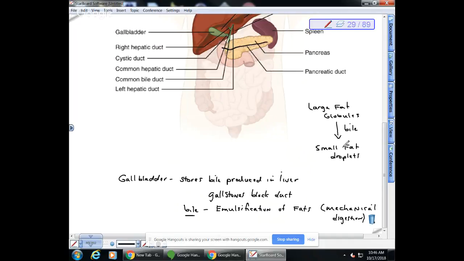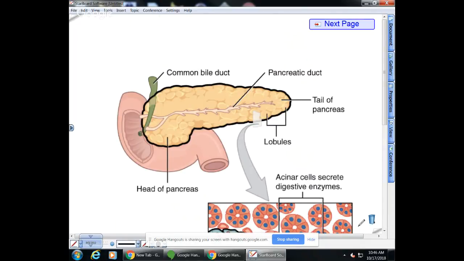Okay, I think I have one more image here. Yes. So this is just a picture showing the common bile duct. So this would release bile into this first part of the small intestine, and then you have the pancreatic ducts as well.